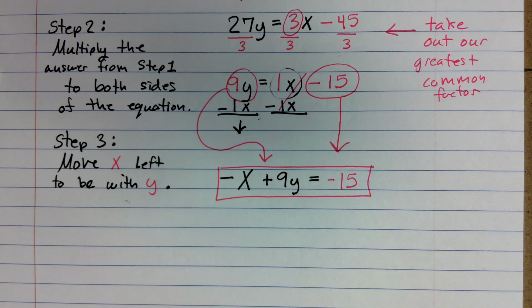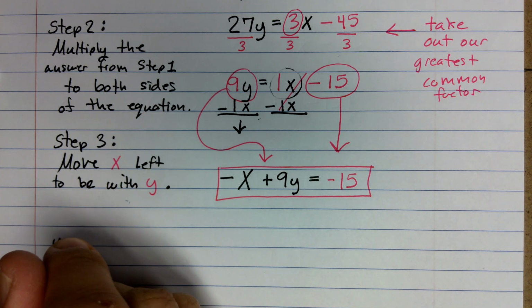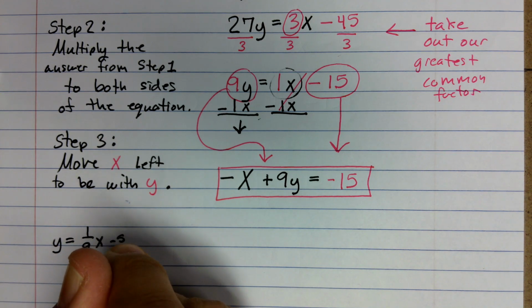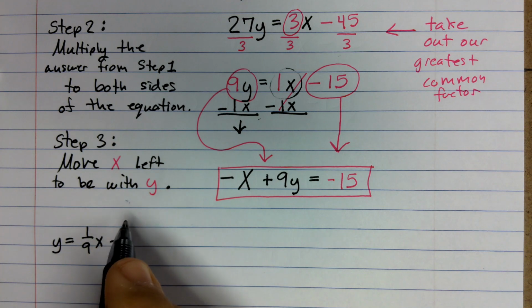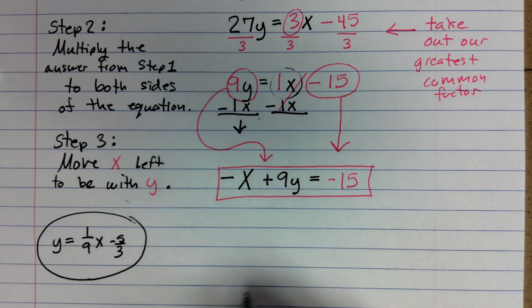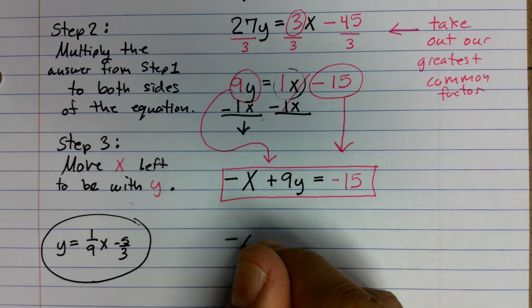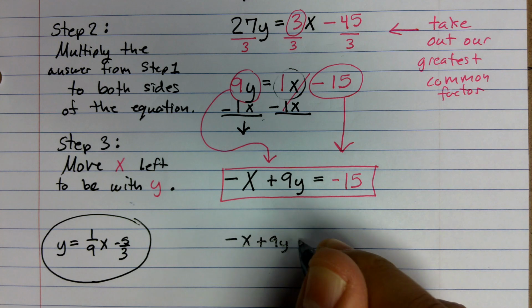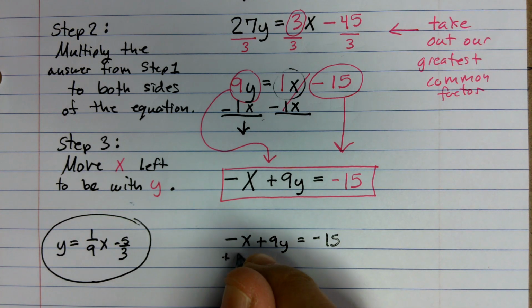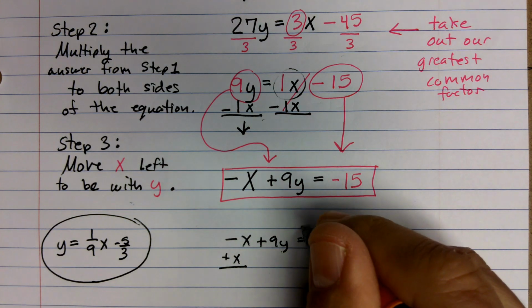If I wanted to check my answer, I know that the original equation we were given was y is equal to 1 over 9x minus 5 over 3. So knowing that this is the equation I should have, if I convert this one right here back, I can go ahead and try that and see, do I get it? So for instance, I have negative x plus 9y. And this is just how you would check your work. So I would add x to both sides. So plus x. I'm going to draw my line here.